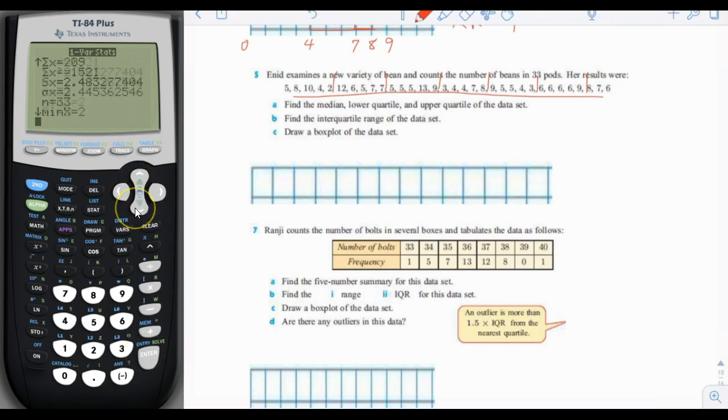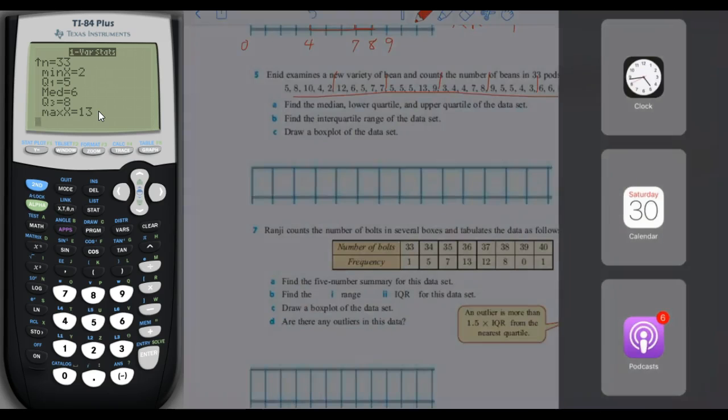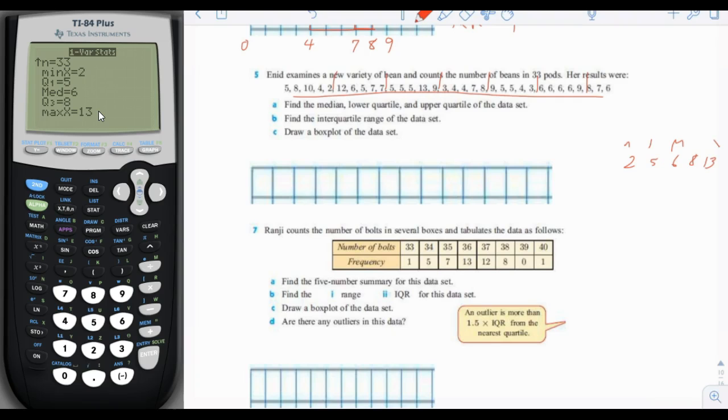And then I'm going to grab the 5-number summary, which is 2, 5, 6, 8, 13. So this is the median, this is the minimum, this is the maximum, and this is Q1 and Q3.